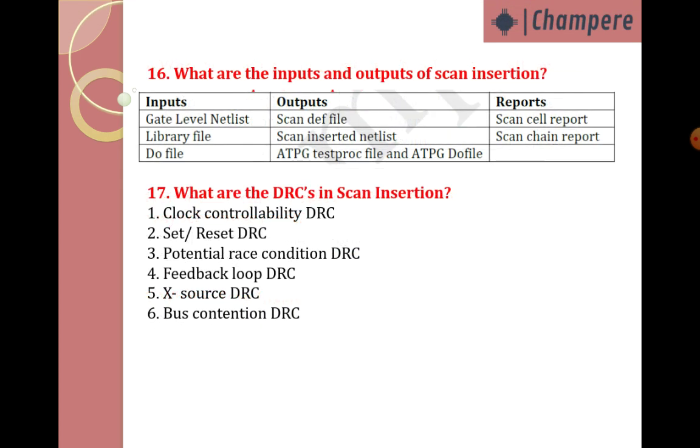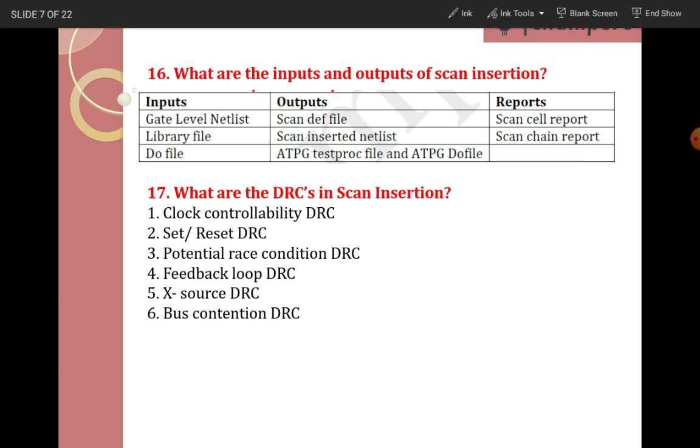Next, what are the inputs and outputs of scan insertion? Very important. Here the inputs required for scan insertion are the gate level netlist, which we get from the design team, the library file, and the do file. The do file is also called a script file, which we write. After reading the inputs, we check the DRCs, and after that we write the outputs.